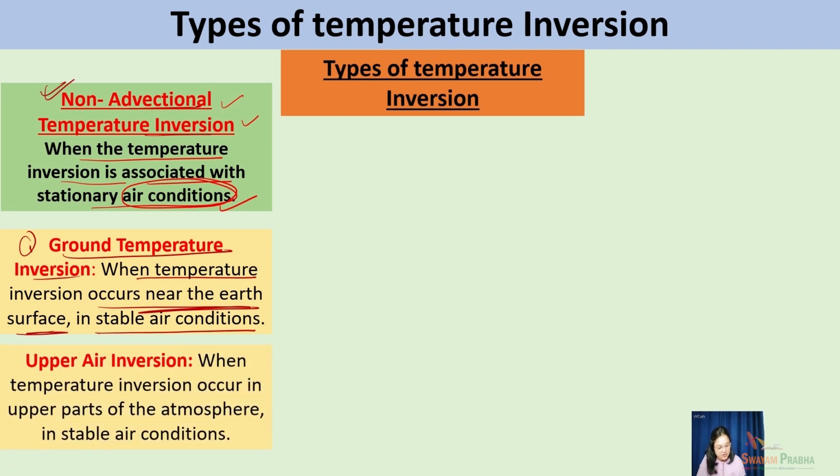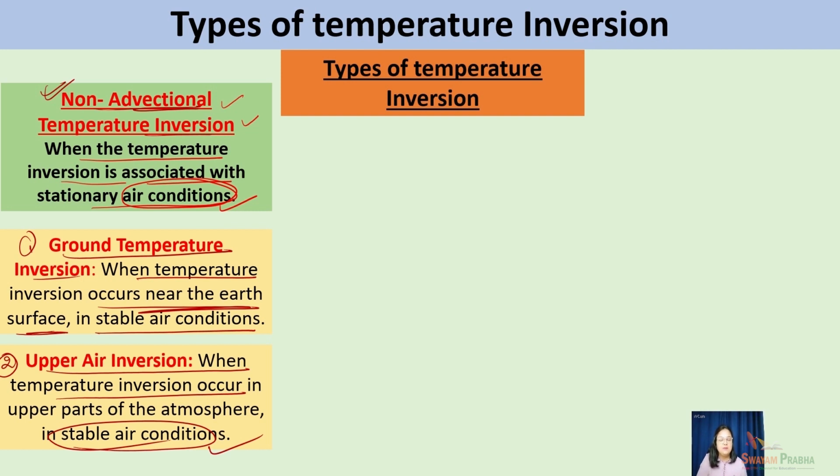And second, the temperature inversion associated with non-advectional temperature inversion is the upper air inversion, when the temperature inversion occurs in the upper part of the atmosphere, particularly because of the stable air conditions.